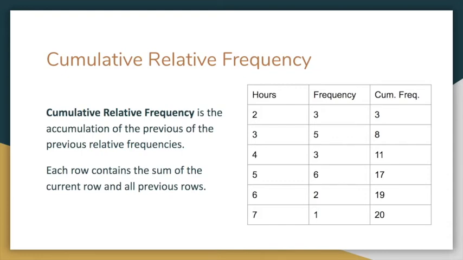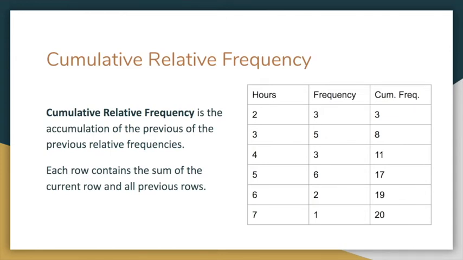In the first row there were 3 responses, so our cumulative count is 3. In the second row, we have 5 more responses added in, right? 5 people said 3 hours, so now the total of the 3 in the first row and the new 5 gives us 8. So the cumulative frequency of the second row is 8. Then for the next row, we add 3 more, gives us 11. And the next row, we add 6 more, gives us 17, and so on and so forth.